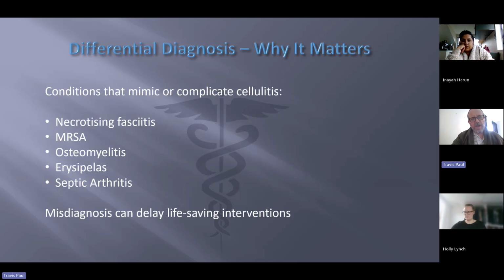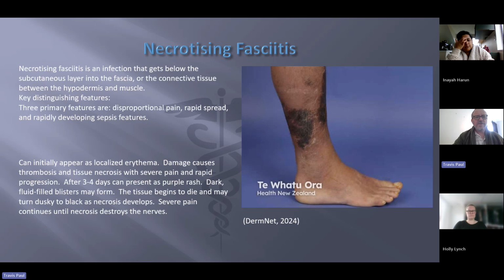Conditions that mimic or complicate cellulitis are necrotizing fasciitis, MRSA, osteomyelitis, erysipelas, and septic arthritis. Misdiagnosis can delay life-saving interventions, and some of these are very dangerous. We'll start with a very dangerous one, necrotizing fasciitis.